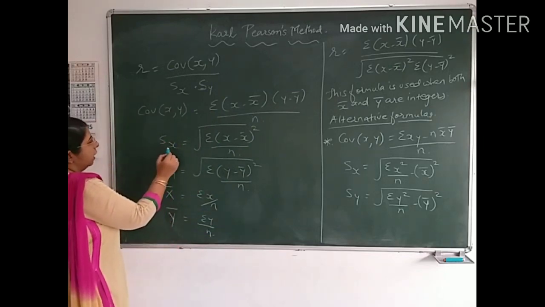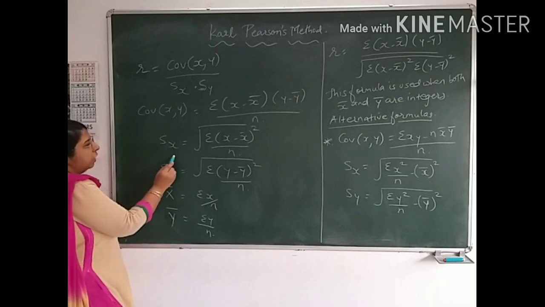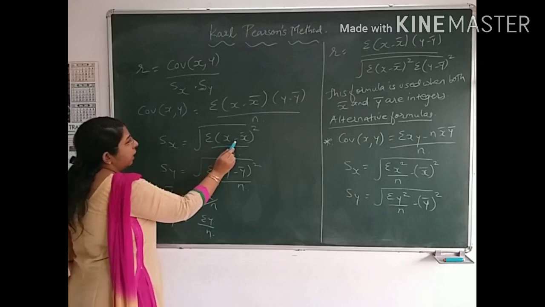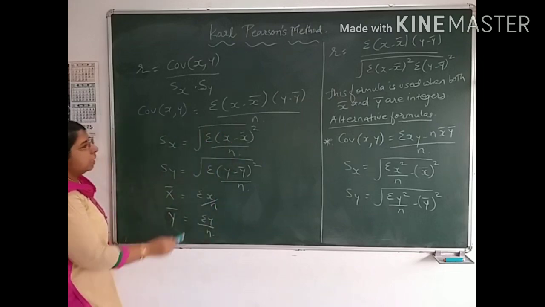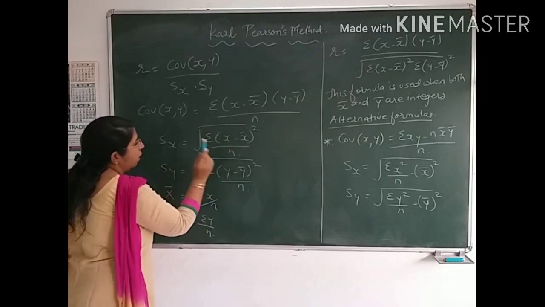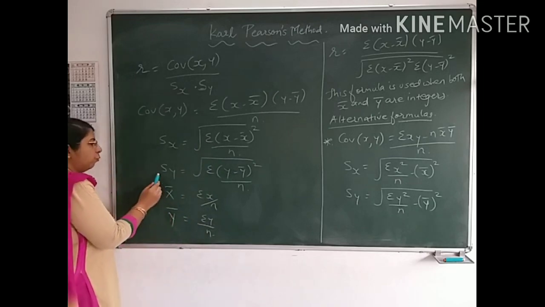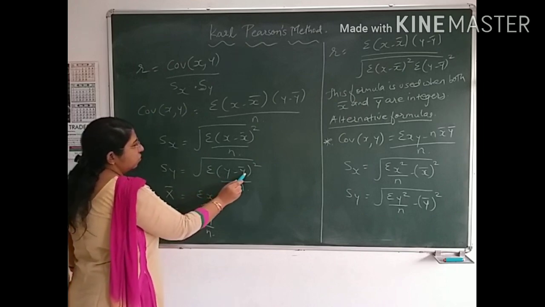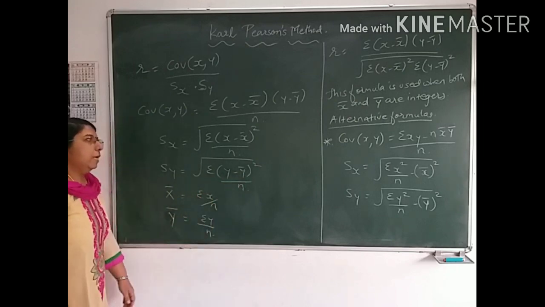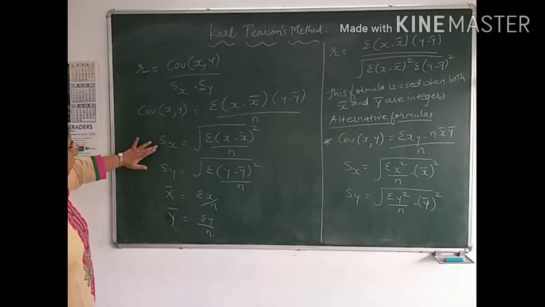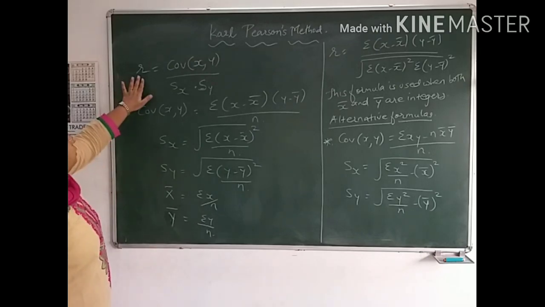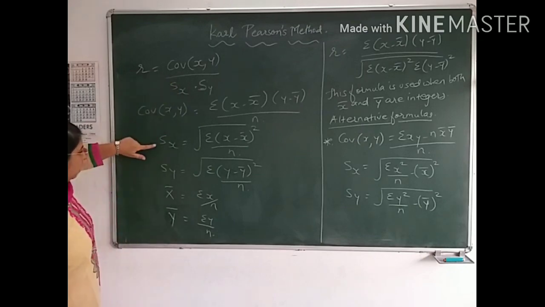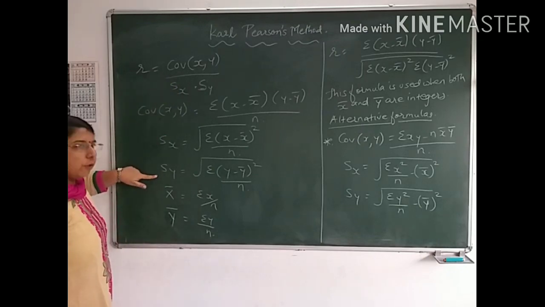Now how to find standard deviation of x? Standard deviation of x is equal to under root of sigma x minus x bar whole square upon n. In a similar way, to find standard deviation of y, under root of sigma y minus y bar whole square upon n. So basically we have studied three formulas to find the value of r, that is covariance of xy, standard deviation of x and standard deviation of y.